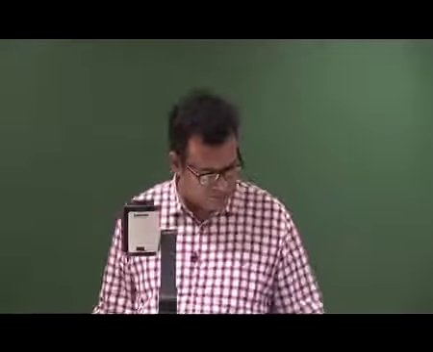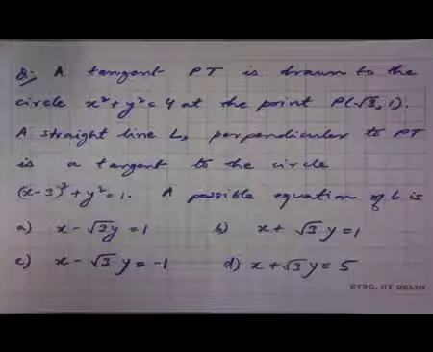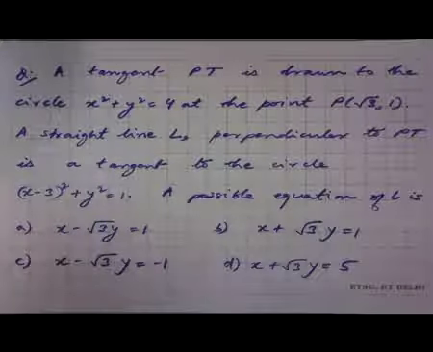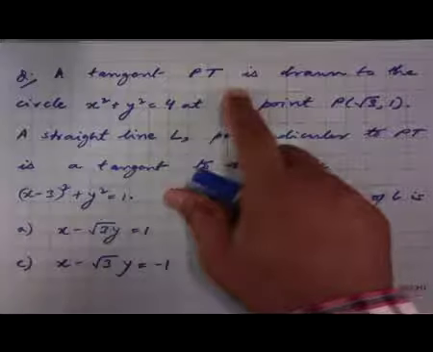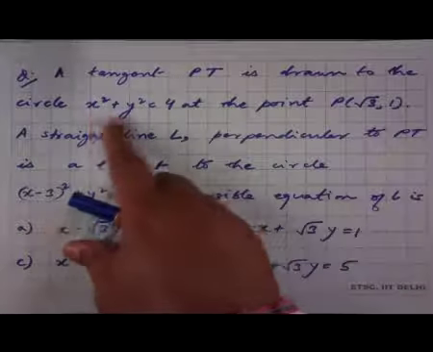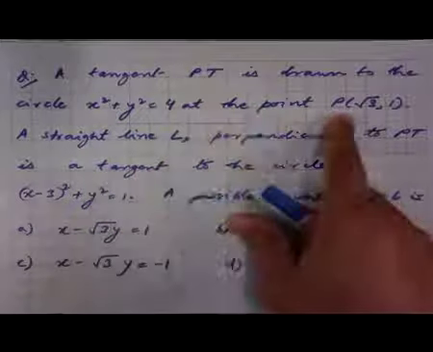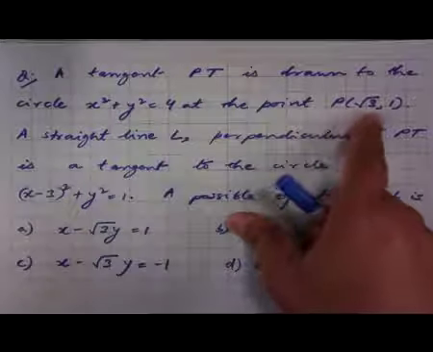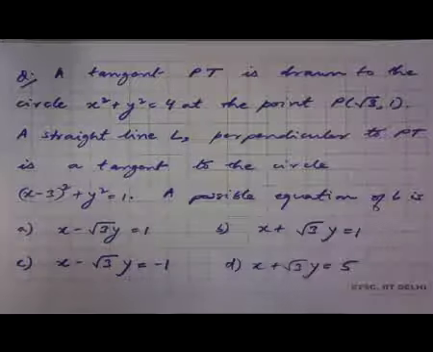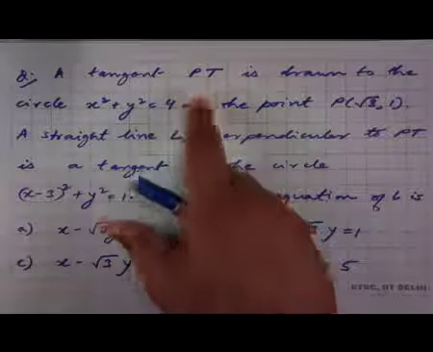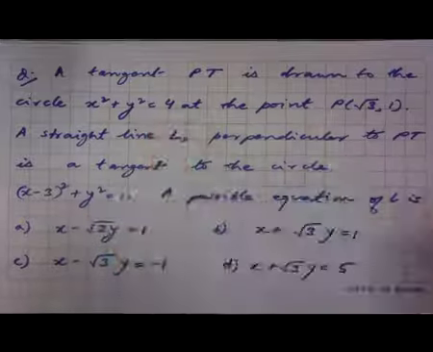So, let us start with solving just two problems. So, here is the first question. It says that a tangent PT is drawn to the circle x square plus y square equals 4 at the point root 3 comma 1. So, a tangent is drawn to the circle at this point.